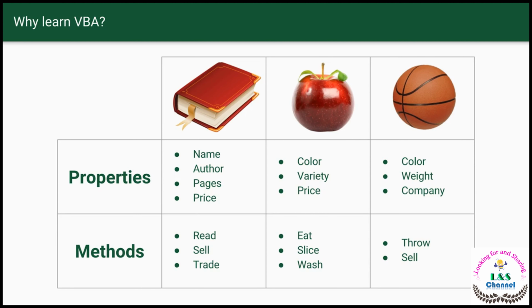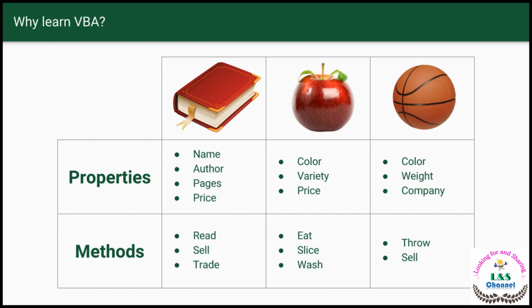Again, properties are just characteristics that describe what the object is. A price is not something that we can necessarily do with an apple. It just describes the apple. What can we do with an apple or with any object? What we can do is what we call the methods. So methods related to a real-life apple are eating it, we can slice it, and we can wash it.